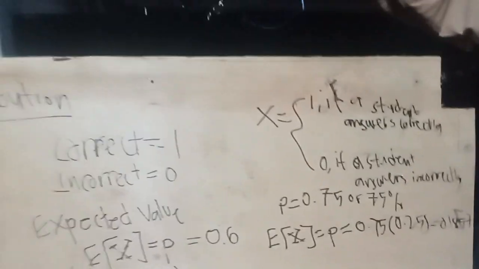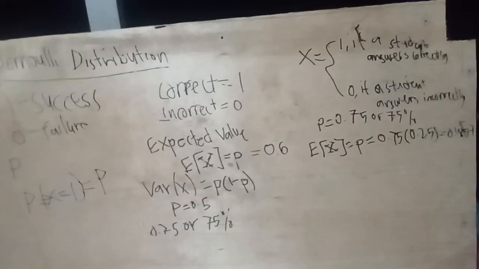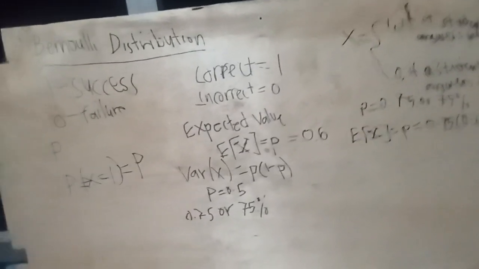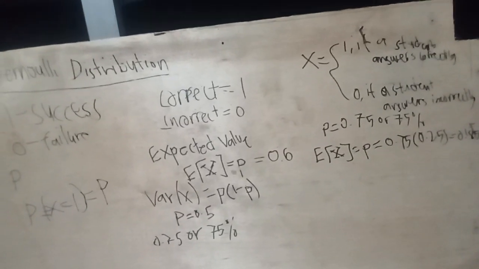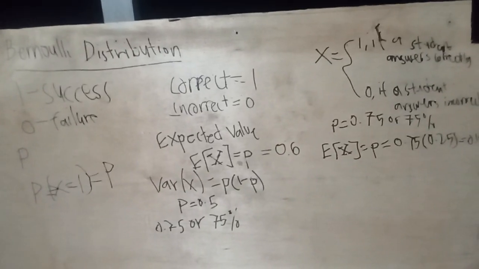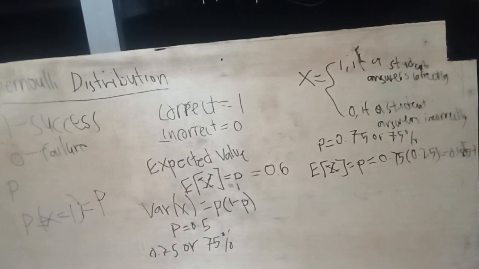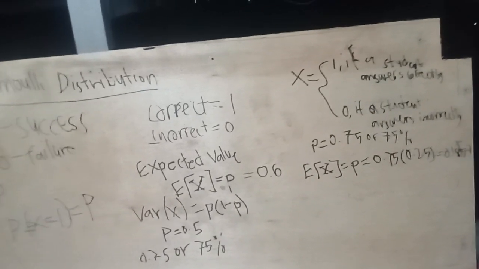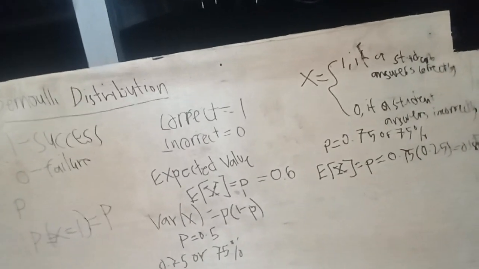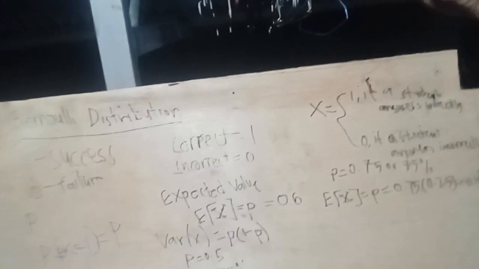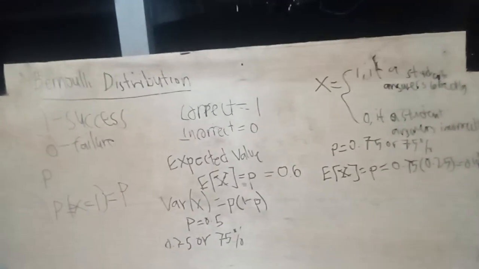So in summary, the Bernoulli distribution is useful when a problem has two different outcomes, and it is useful to calculate problems that have to be solved in two different ways.